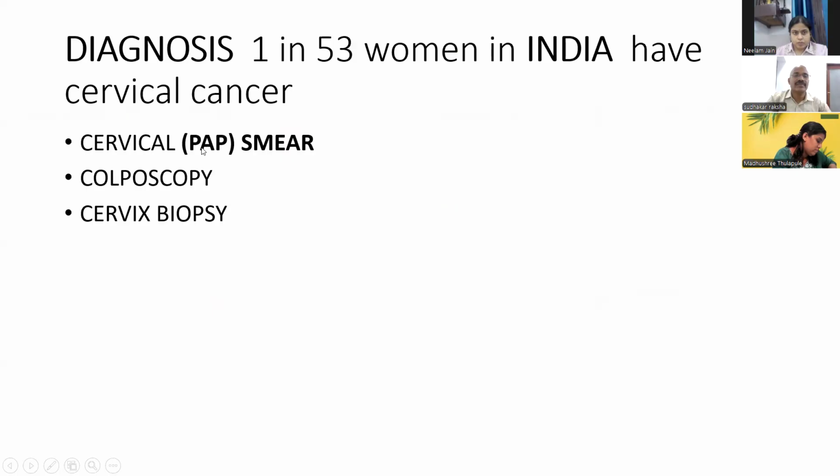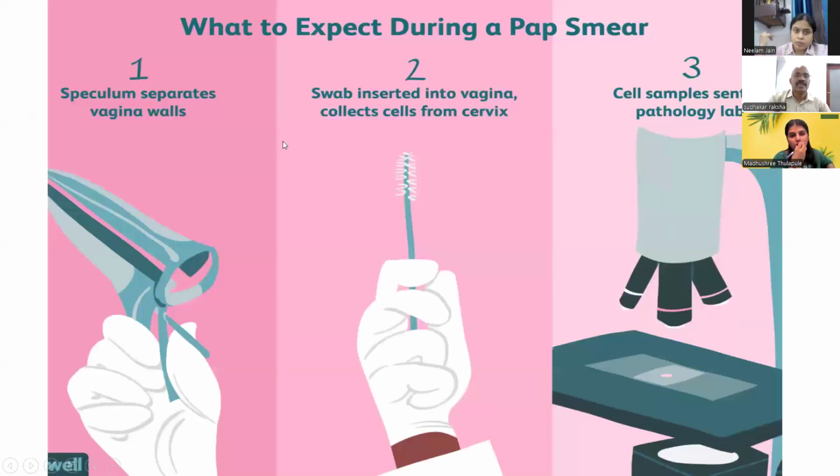So the first thing we will do for any woman is the pap smear. What does the pap smear procedure involve? They will separate the vaginal walls with a speculum, and with the help of a spatula or a brush, they will collect the cells from the cervix. These cells are spread on a slide and observed under the microscope, and the pap smear report is given.